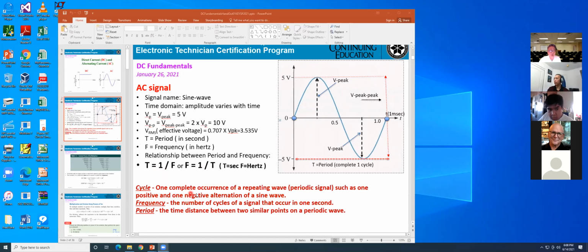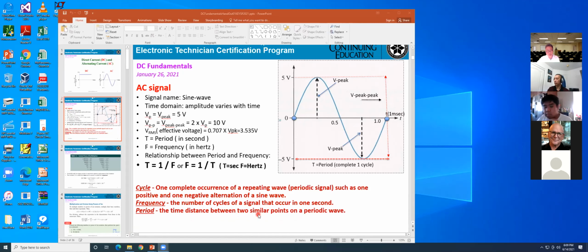Okay? And here they say: cycle is one complete occurrence of a repeating wave, a periodic signal, that is, one positive and one negative alternation of a sine wave. Frequency is the number of cycles of a signal that occur in 1 second. And the period is the time distance between two similar points on a periodic wave. That's just a basic definition for cycle, frequency, and period.